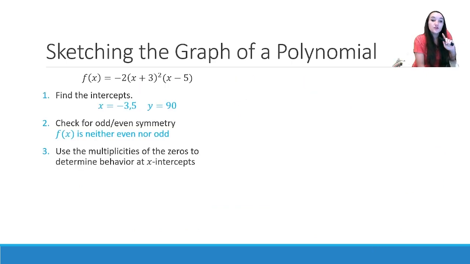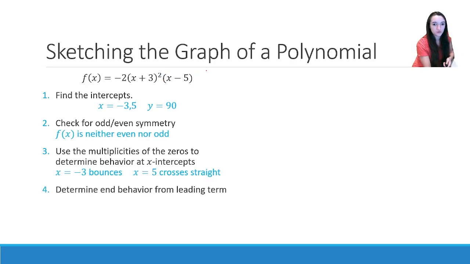Now use the multiplicities of the zeros you already found to determine the behavior at the x-intercepts. So we have x equals negative 3. Well, the multiplicity here is 2. Multiplicity 2 means it bounces, whereas x equals 5, multiplicity is 1, so it crosses through. And that's it. Crosses straight through, bounces. Those are our two options, or our two answers.